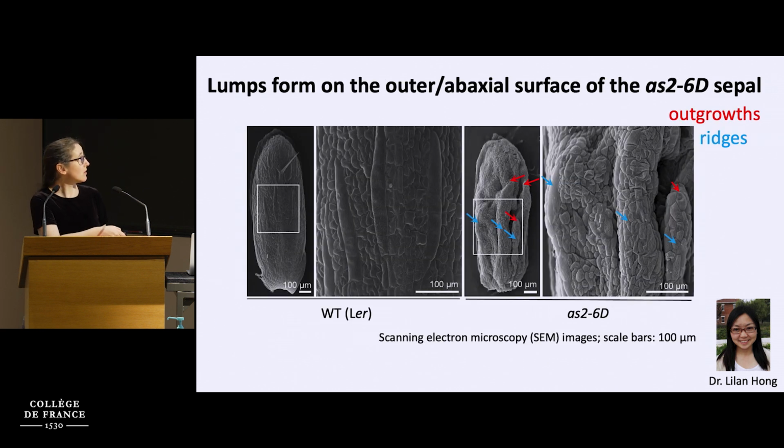Here's a better view. You can see this very smooth sepal surface in wild type, and you can see in the AS2-6D mutant we've got a bunch of things going on. We've got a bunch of folds or ridges here, and then we've got these outgrowth things that I'm showing you in the red arrows. And so I'll be distinguishing between ridges or folds and outgrowths.